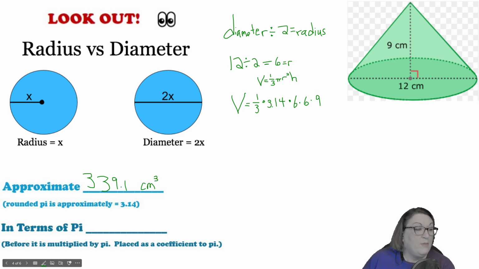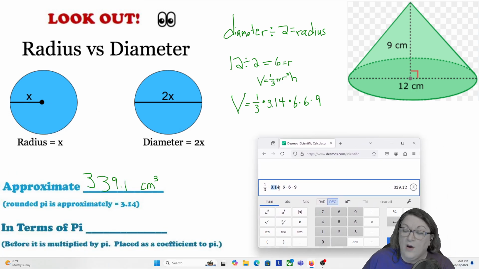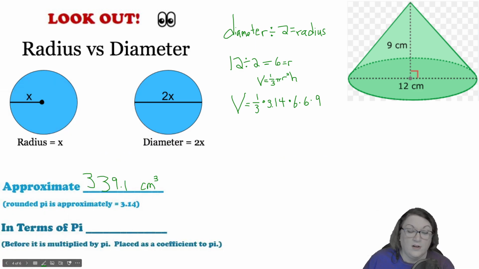Okay, and remember, to find the answer in terms of pi, we simply take pi out. We do not multiply it times pi. We save that pi for last. We end up with 108. So I'm going to put 108 down here times pi centimeters cubed. And that's all there is to it.